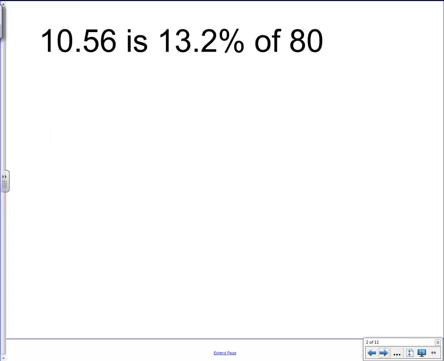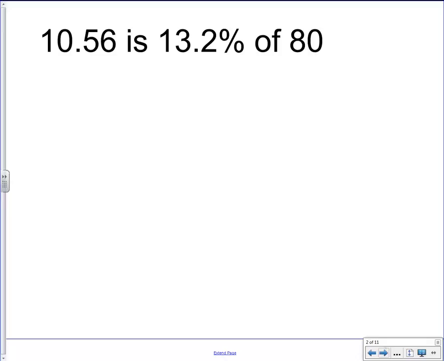So let's start looking at this first problem here. I wrote it all out. The answer is a part of this. It tells you that 10.56 is 13.2% of 80. It's all there. So what I'm asking you is which one is your N, which one is your P, and which one is your whole or your W.